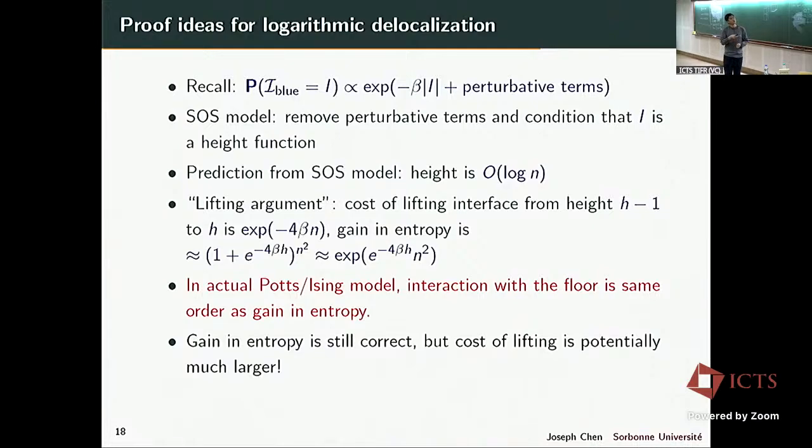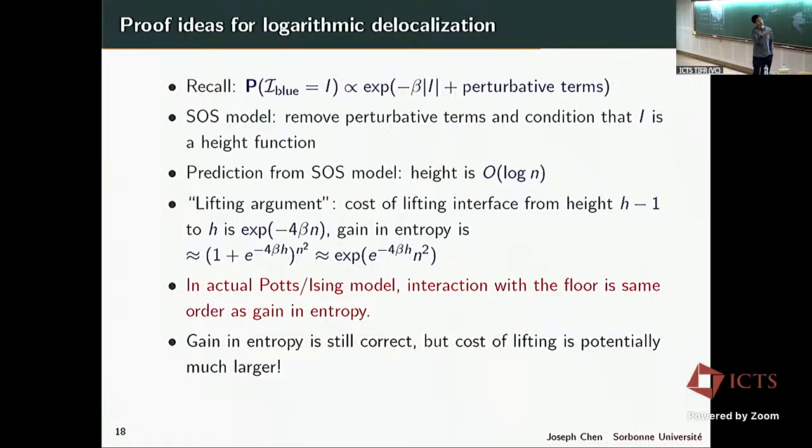And so when you try and run this argument, the second part of this, realizing this gain in the entropy, will still be fine. But now when you ask what is the cost of this map, which just lifts everything up by 1, well, you're not only paying around the boundary, but you're also paying this interaction term where the interface is now at a different location with respect to the floor. And so this payment, if you don't take care of it, will kill this argument entirely.